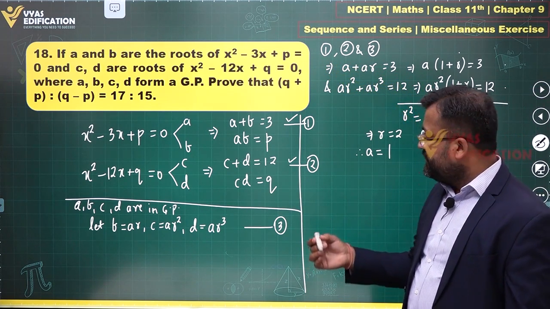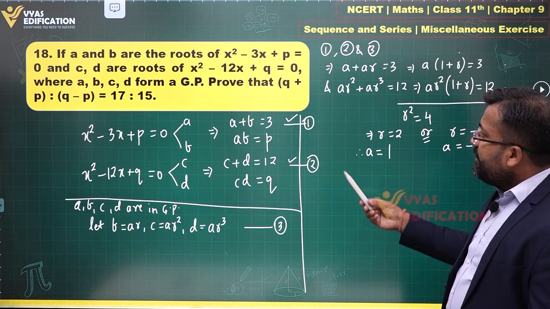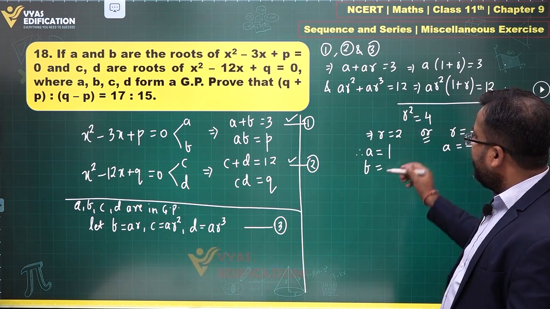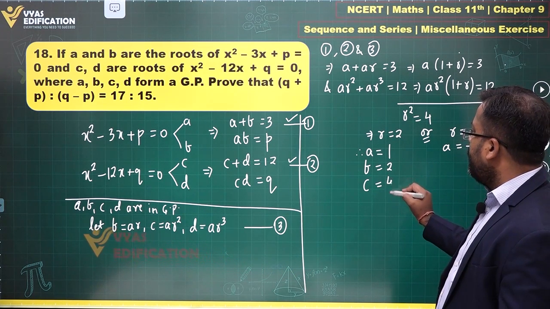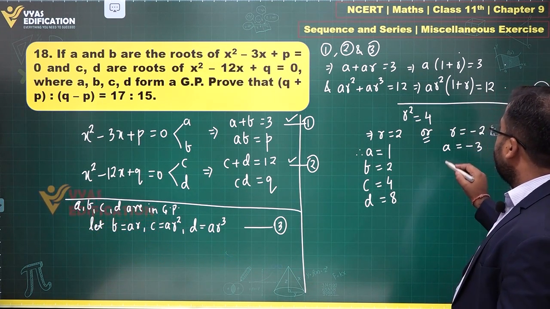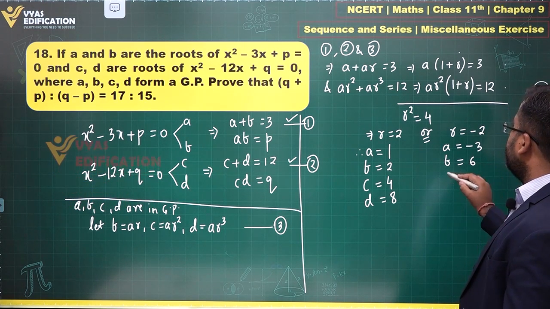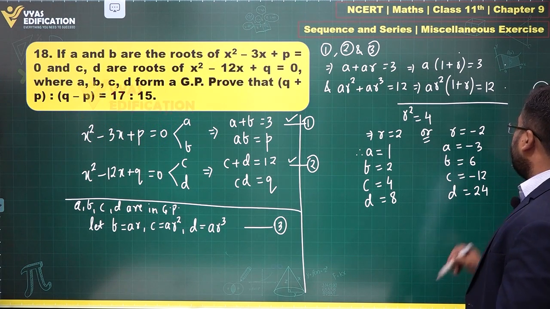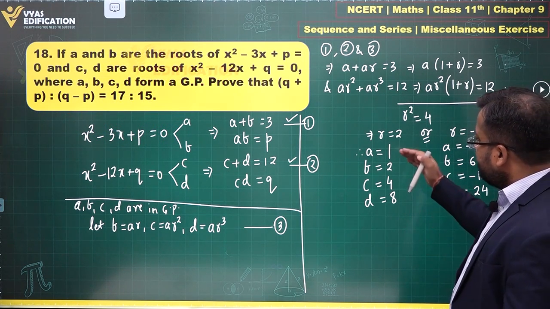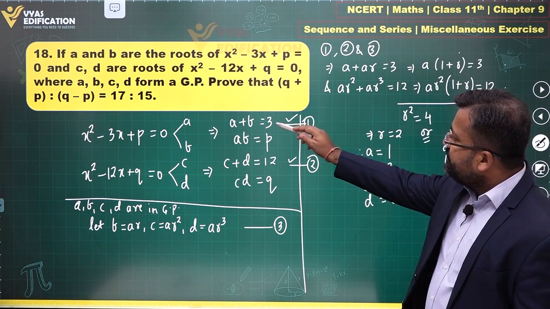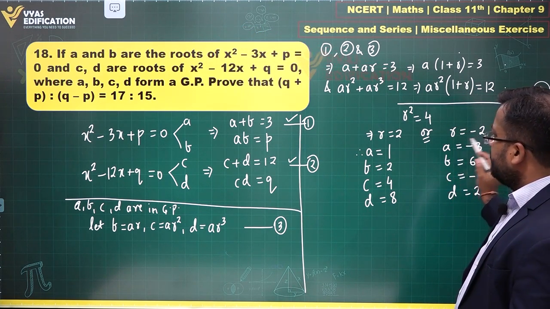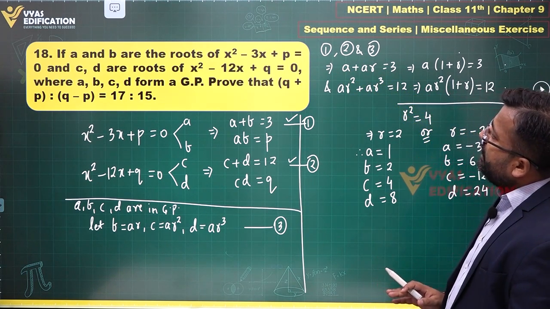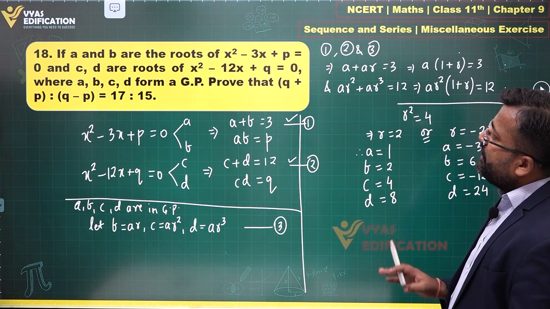Can we also check? First of all, let's check this. A plus B is equal to 3, is that okay? B will be equal to what? B will be A times R, which is 2, C will be 4, and D will be 8. B in this case will be 6, C in this case will be minus 12, and D will be 24. That's what you observe, right? So these are the terms A, B, C, D, A, B, C, D. A plus B is 3, which is okay, C plus D is 12, which is okay in these two cases, right?